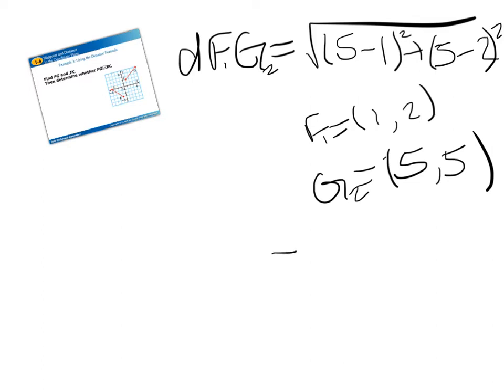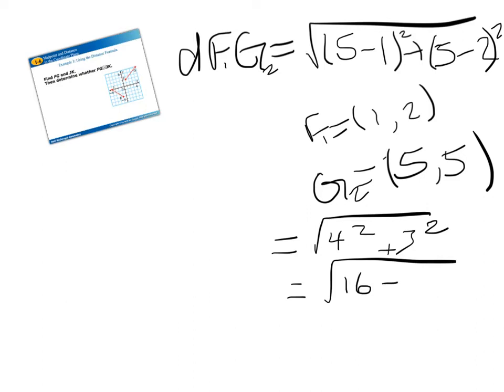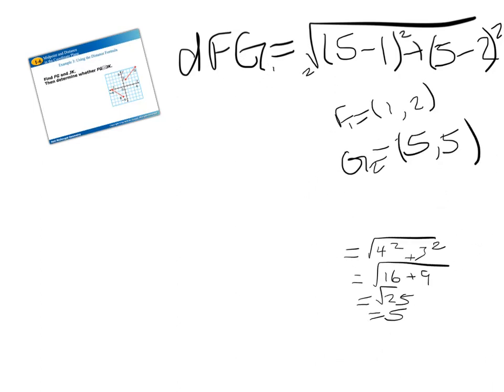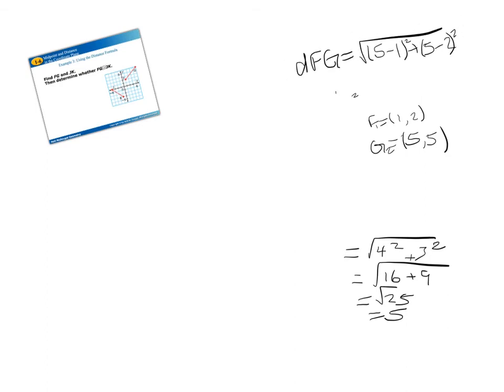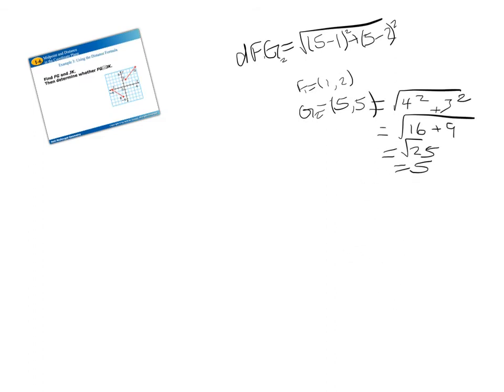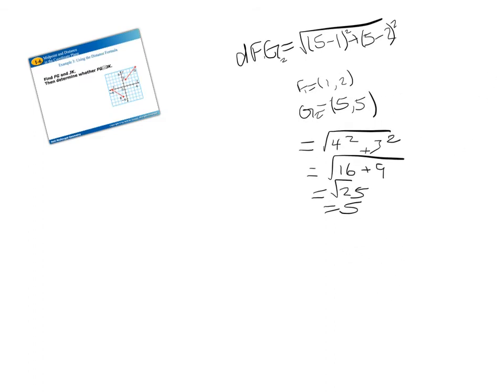So when you do a little math, you get 5 minus 1 is 4. You're going to square that, and add that to 5 minus 2, which is 3. Square that. So this now becomes 16 plus 9, which is the square root of 25, which equals 5. So the distance of FG is 5. Now I'm going to find the distance of JK.